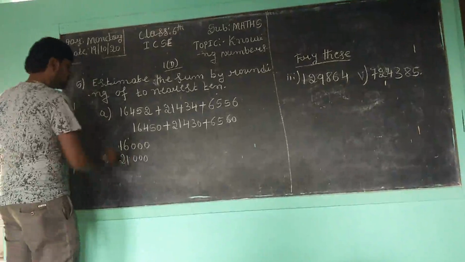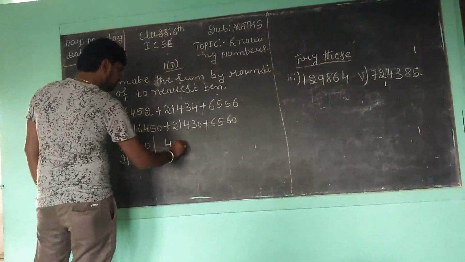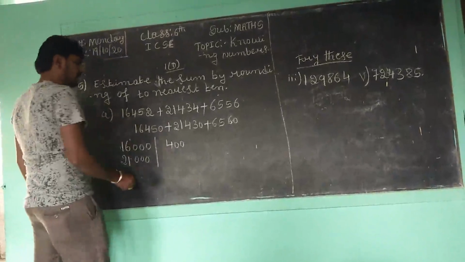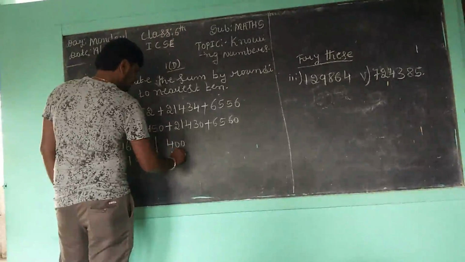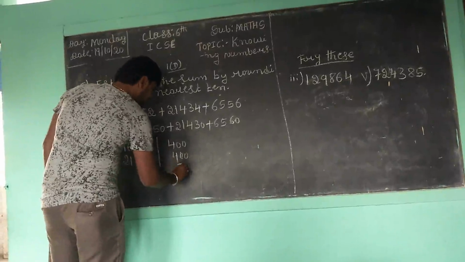21,000. So this is thousands. Next you want to take hundreds. Here also 400, and here also 500 children. You want to add this one.